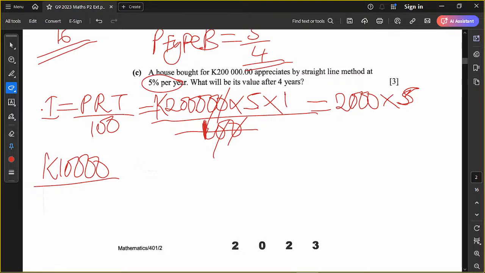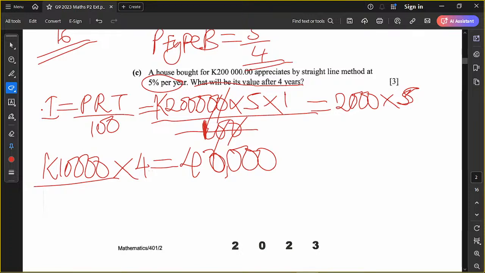Okay, so the question is, what will be the value of the house after 4 years? So we're going to multiply the appreciation of the house in 1 year by 4, which will give us 40,000. So this 40,000 is the appreciation of the house after 4 years.